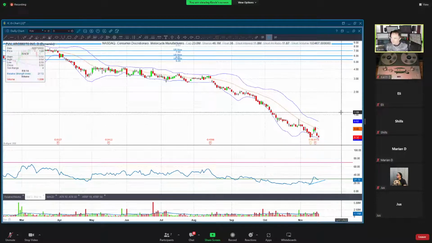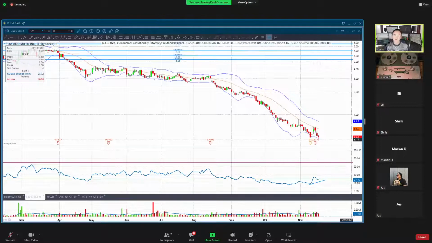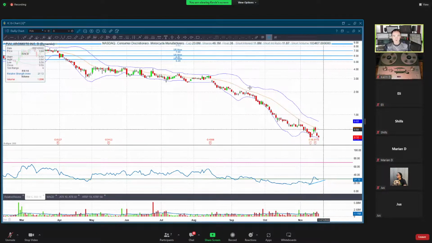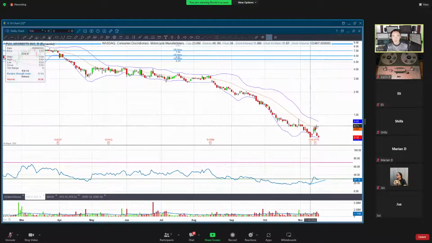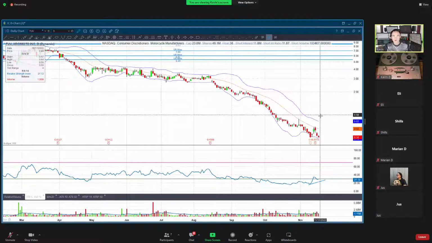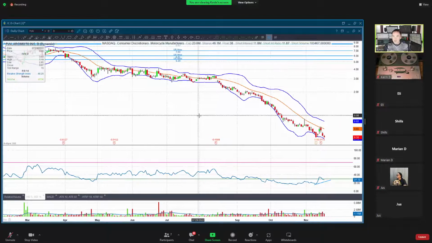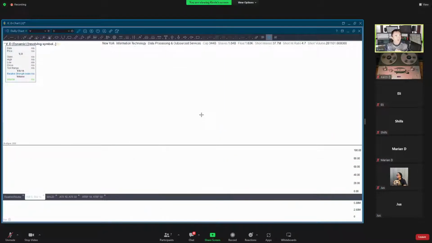Just make sure you obey your stops. It's not something you want to get trapped in, because it could very well go to zero. It could just as easily go to zero as go to 70 or go back to $1, right? So that is FUV, and we've got one more that is setting up right now, and that is in Visa.